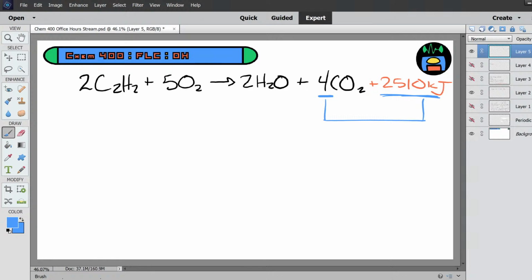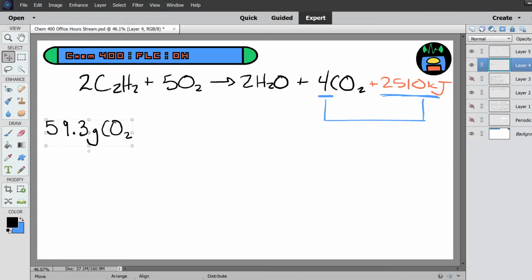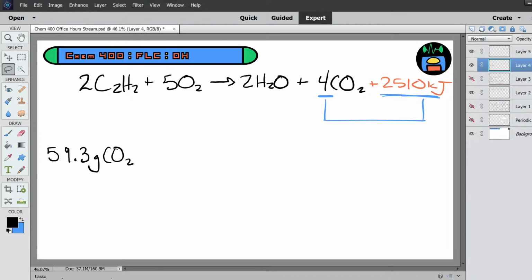So once you incorporate your delta H into your balanced chemical equation, it gives us a unit conversion to go from moles of CO2 to kilojoules of energy. Our problem here is that we weren't given moles of CO2, we were given grams. So if we're going to convert to energy, before we can do that with our balanced chemical equation, we need to convert from grams of carbon dioxide to moles of carbon dioxide.